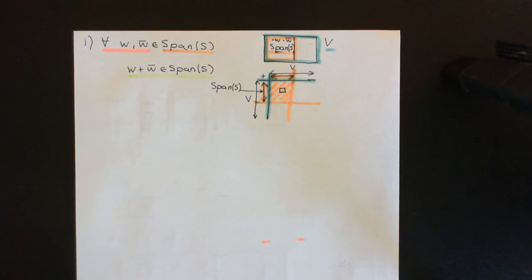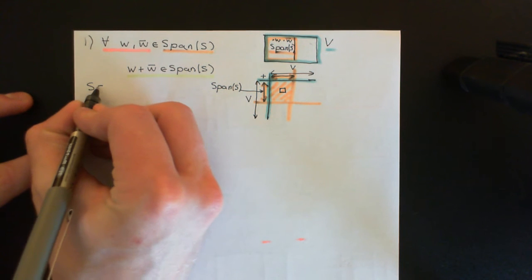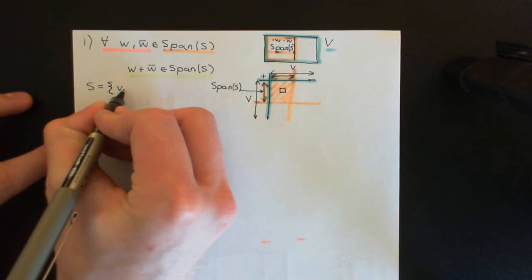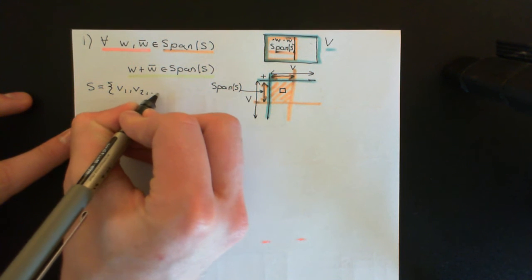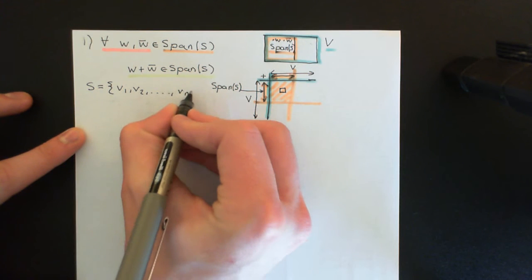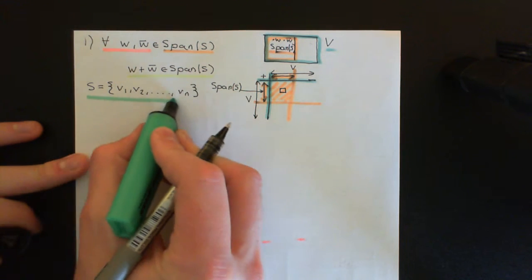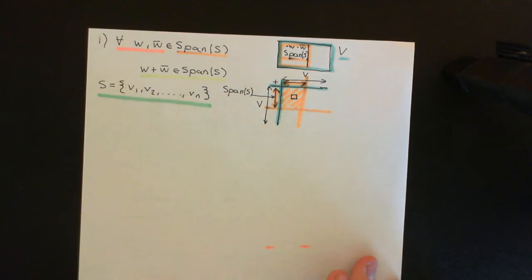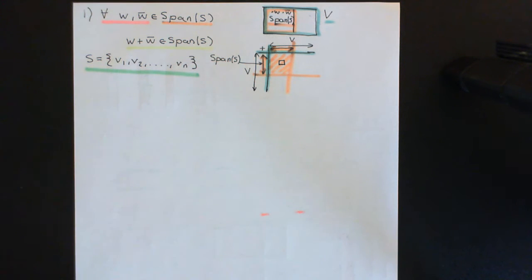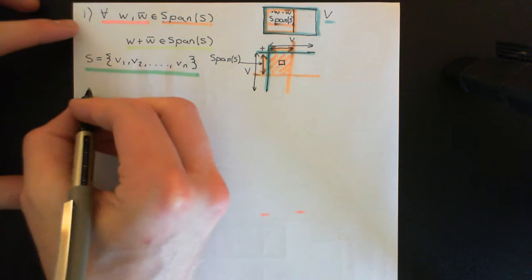Well, if W and W bar are elements of the span of S, that means that they are going to be linear combinations of those vectors in the set capital S. So I'll just rewrite out the set capital S here again. So the set capital S consists of these vectors v1, v2, all the way up to vn here. And if W and W bar are elements of the span of S, then just by definition, because the span of S only contains linear combinations of these n vectors, W and W bar must be linear combinations of these vectors.